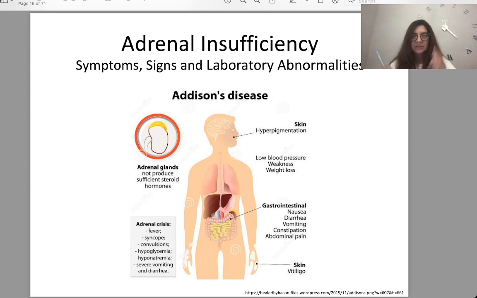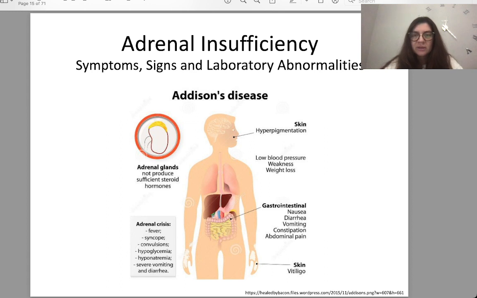And one more time, schematically, for objective examination, the most specific objective sign is hyperpigmentation of skin. It looks like the patient spent a lot of time in the sun, and it is a very dark bronze skin. It's not a very healthy color of skin, but it is very dark, and sometimes you can make a mistake and think that it's just a sun result.